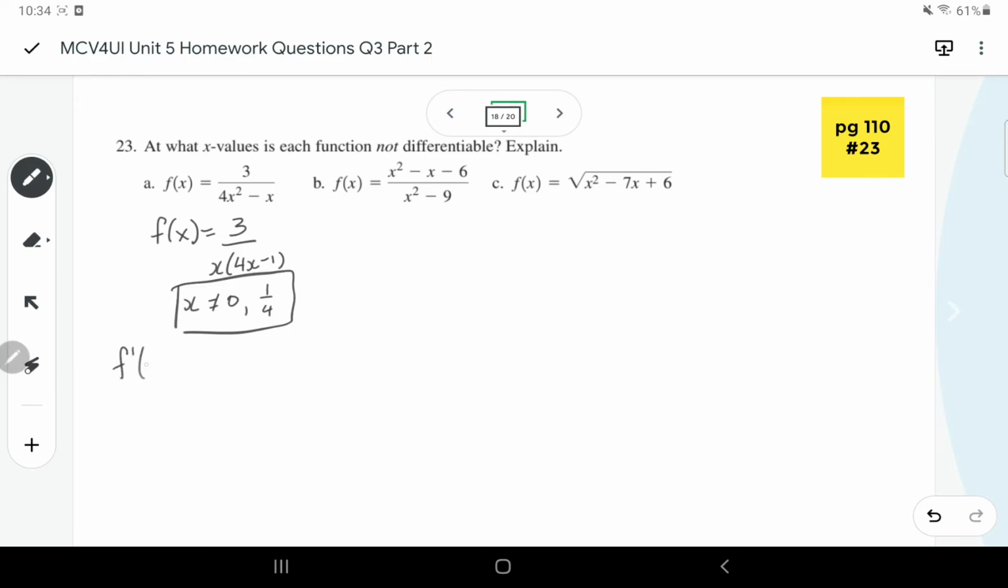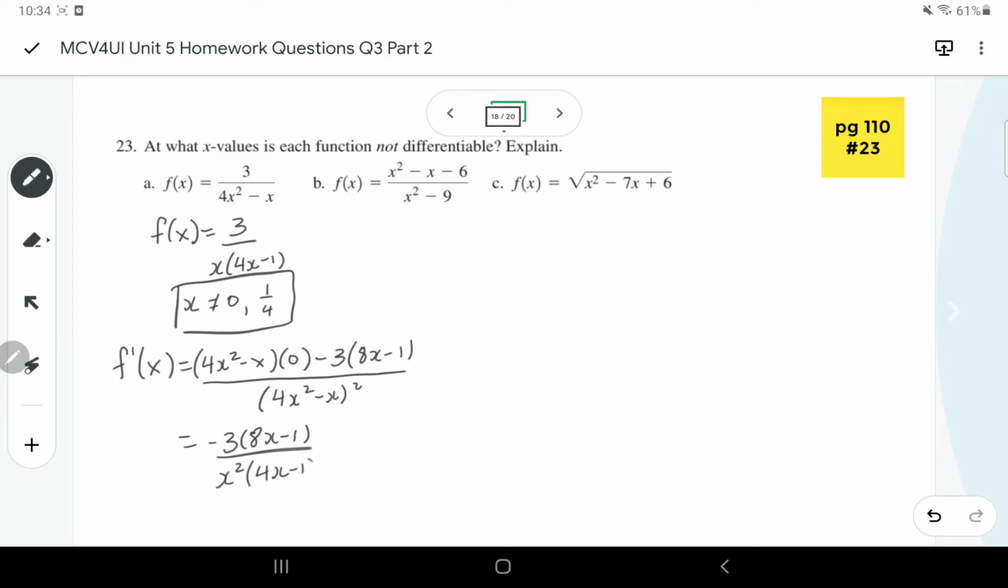If I found the derivative, I do want to check and make sure that there are no extra restrictions on just the derivative that weren't restrictions on the original function. So here I'd have the denominator 4x squared minus x times the derivative of the numerator, which is 0, minus the numerator, which is 3, times the derivative of the denominator, which is 8x minus 1, all over the denominator squared. So 4x squared minus x, squared. So then I get -3 times 8x minus 1. I'm going to common factor back out that x. So it would be x squared, and then 4x minus 1 squared.